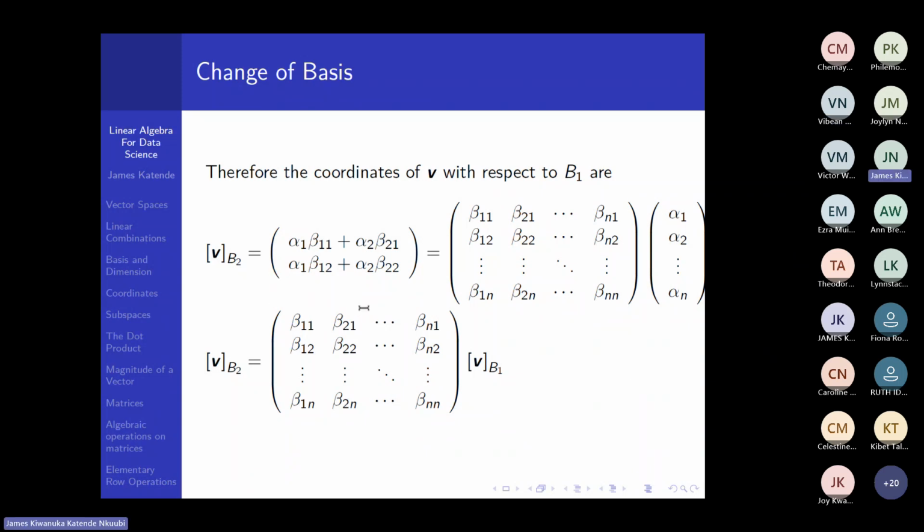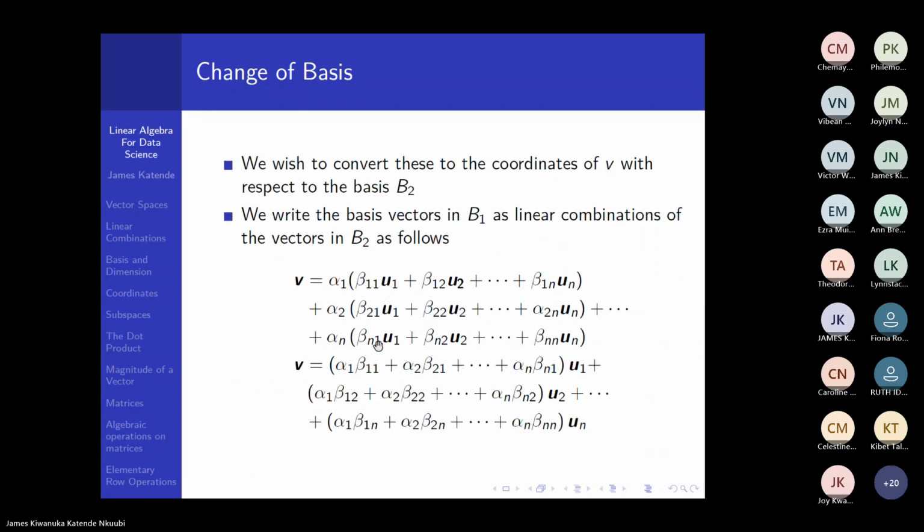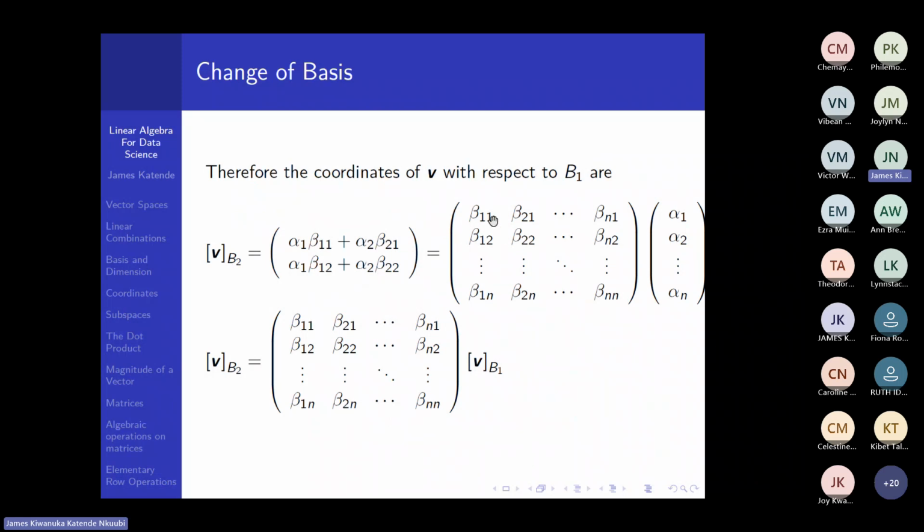And if you check carefully, these coordinates can be obtained simply by multiplying this matrix of coefficients with the coordinates of the same vector with respect to the first basis. So now what will happen here is that you will get coordinates with respect to the second basis. And this matrix you have here will be your change of basis matrix. This is the matrix we labeled P. That becomes our change of basis matrix from B1 to B2.